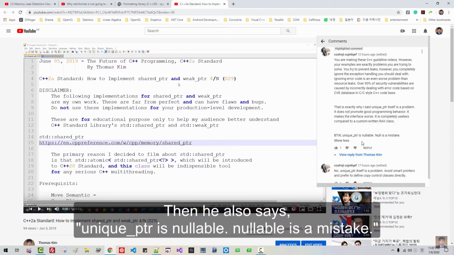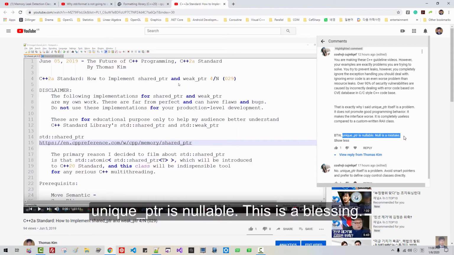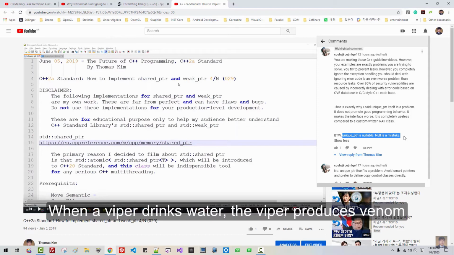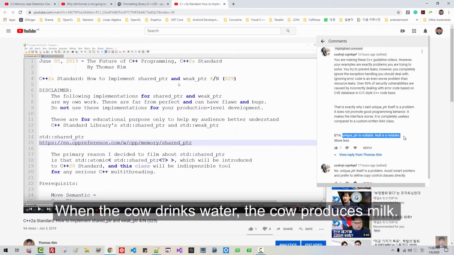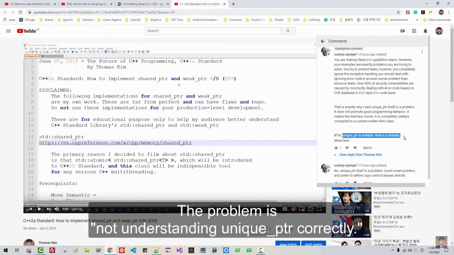Then he also says unique_ptr is nullable. Nullable is a mistake? Nullable is a blessing. unique_ptr is nullable. That is a blessing. When a viper drinks water, the viper produces venom. When the cow drinks water, the cow produces milk. Nullability is not the problem. The problem is not the unique_ptr. The problem is not understanding unique_ptr correctly.